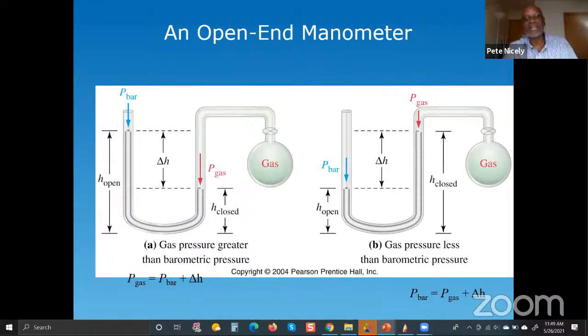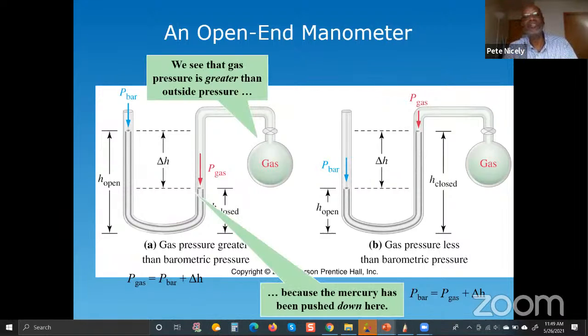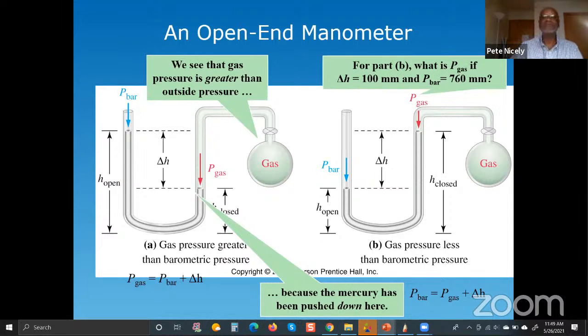So that's the closed end manometer. Now, the next slide here shows you what happens in the case of the open end manometer. Since it's now 11:59, I'm going to stop right here and rest for 10 minutes, and then we're going to commence with the discussion of the open end manometer, all right? So I'll be back in the next 10 minutes.